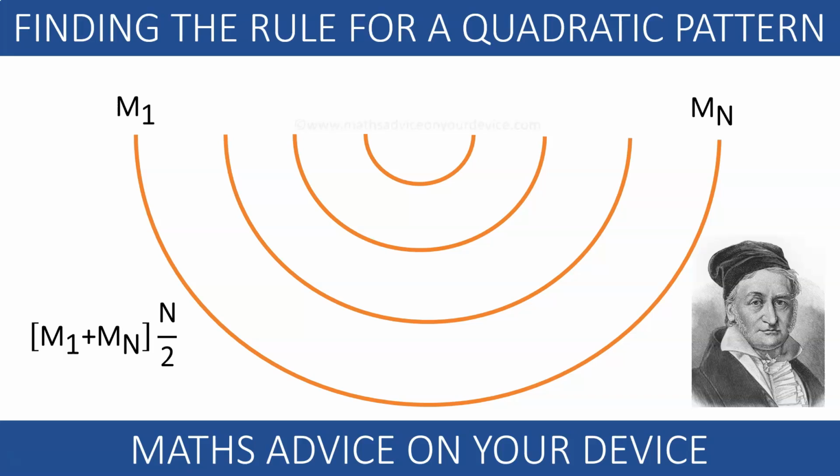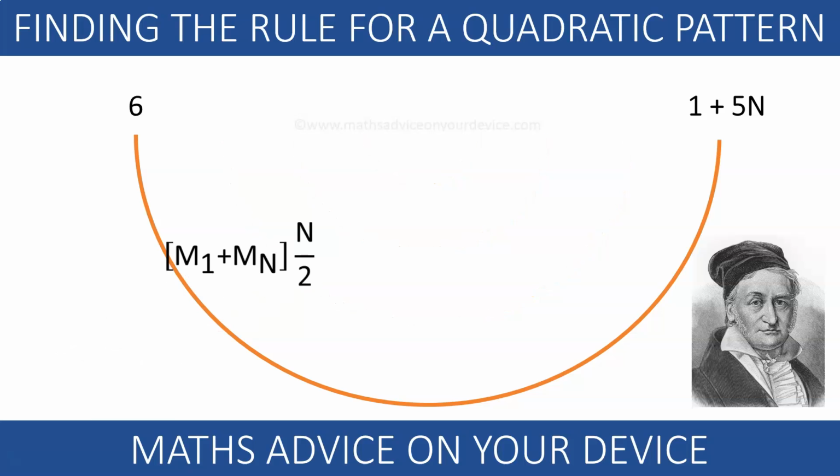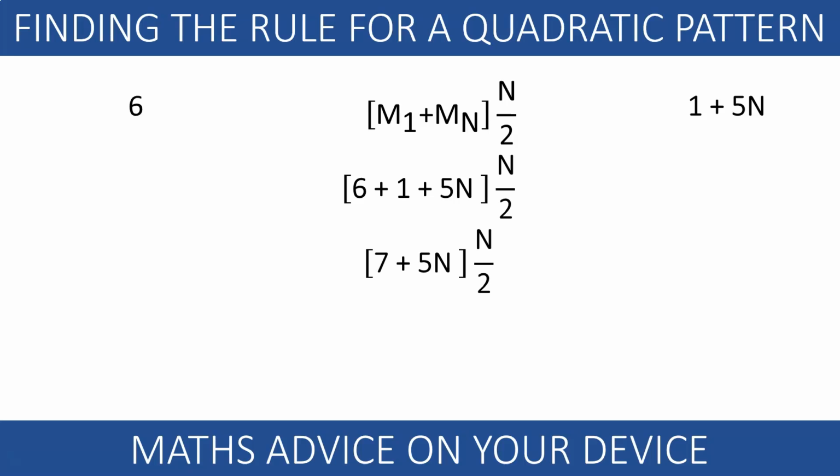This works for any amount of terms. Adding the first and the nth pattern and multiplying the sum by half of n will return the total of the first n patterns. So let's do it. Adding 6 and the nth term, 1 plus 5n, and multiplying that by n over 2 will return the rule for the total amount of matches. That is 7 plus 5n.